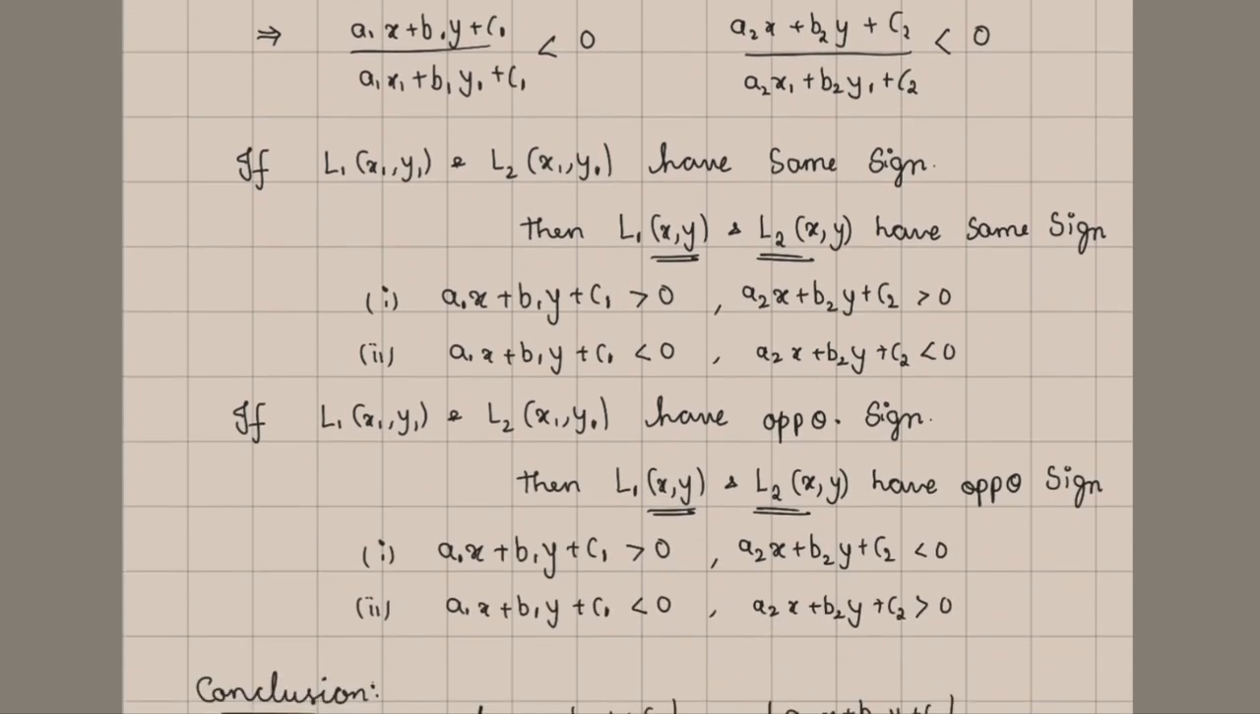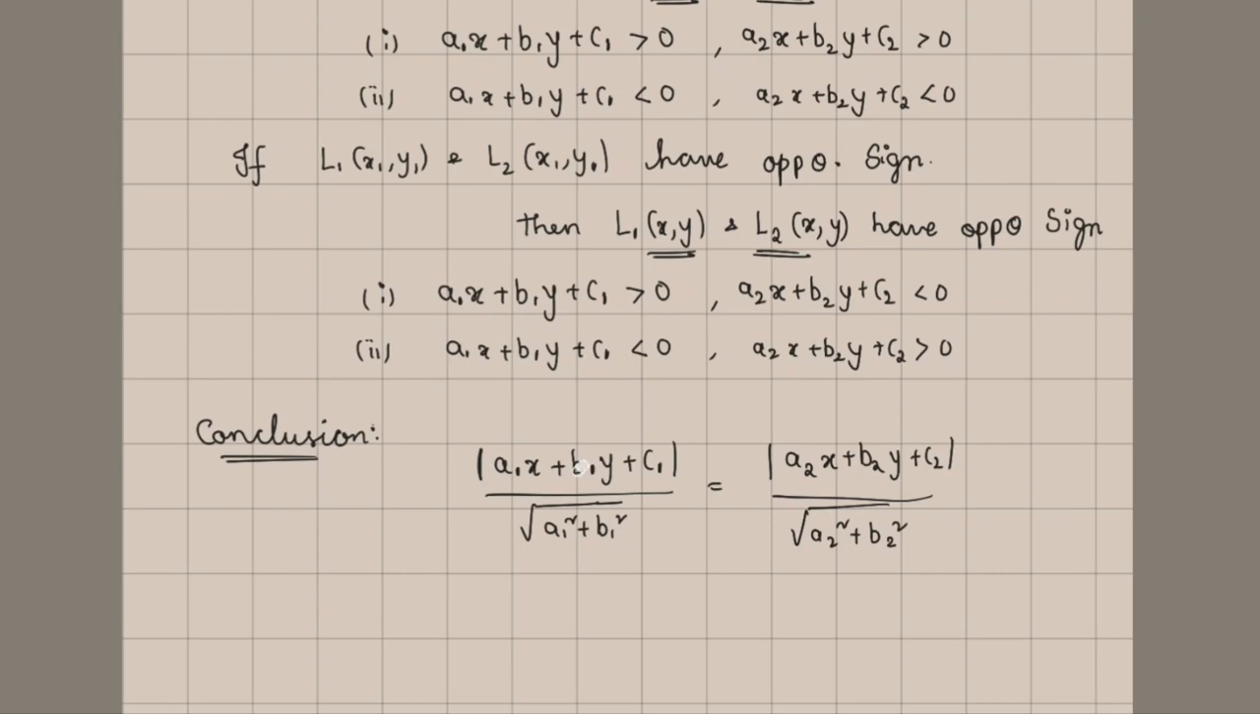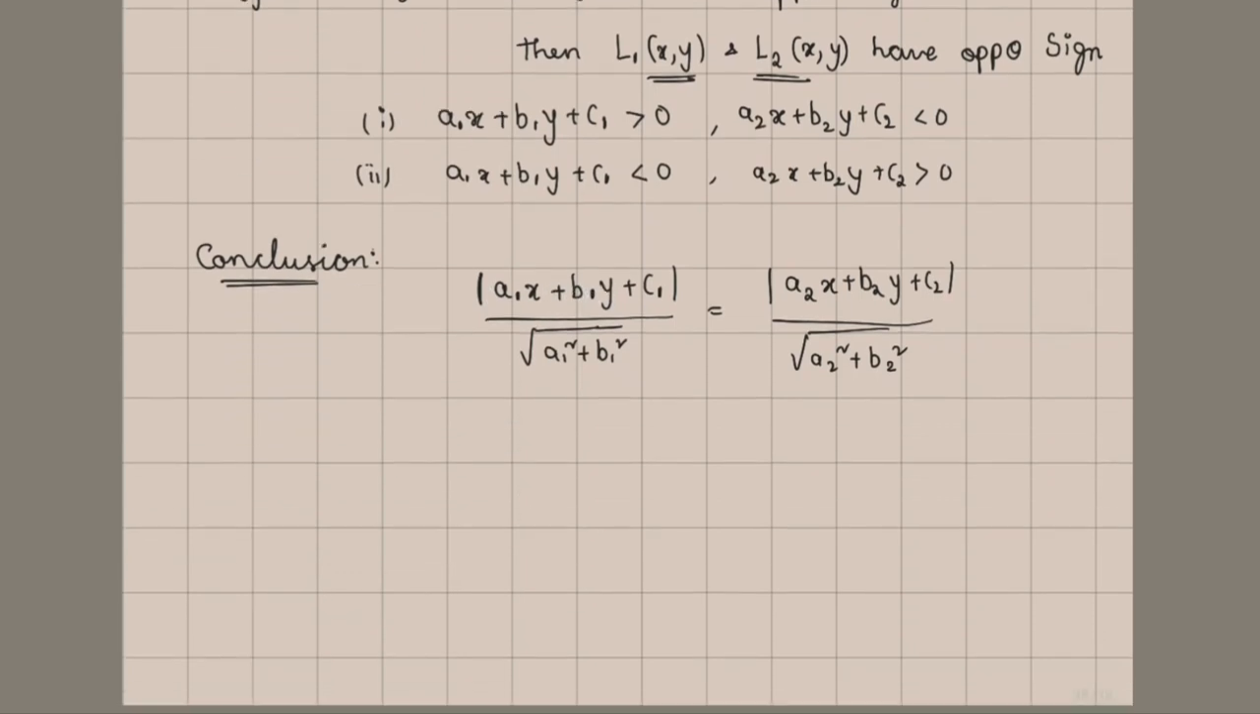From the two cases, we got the same result, which is when L1 of x1 comma y1 and L2 have the same sign, we got two cases, which is if a1x plus b1y plus c1 is greater than 0, which means modulus of some positive quantity is nothing but itself. If L1 of x1 comma y1 and L2 of x1 comma y1 have the same sign.